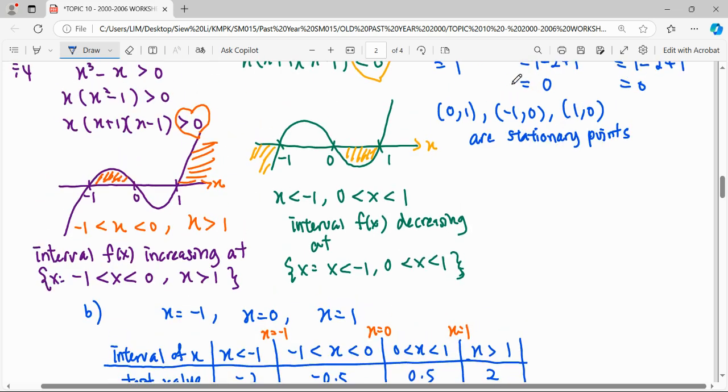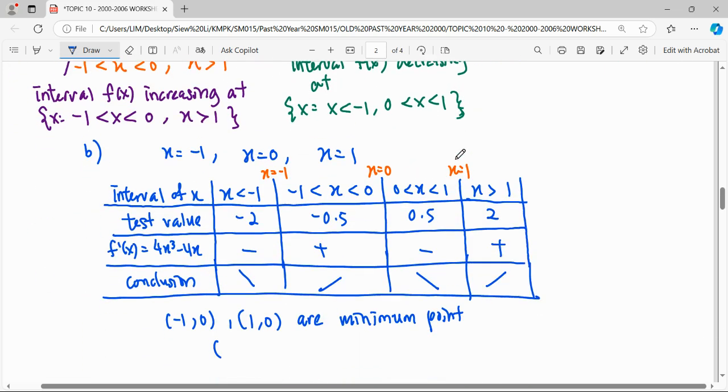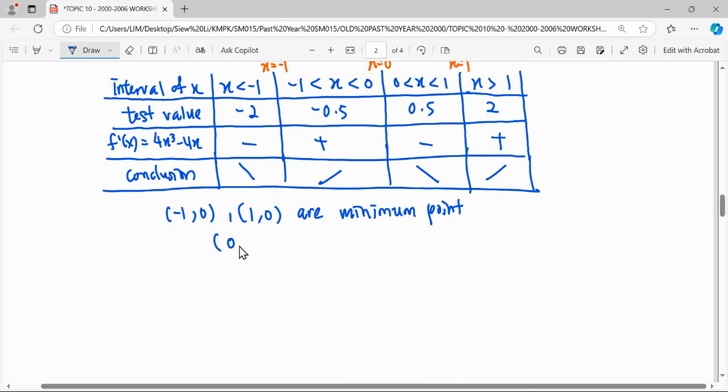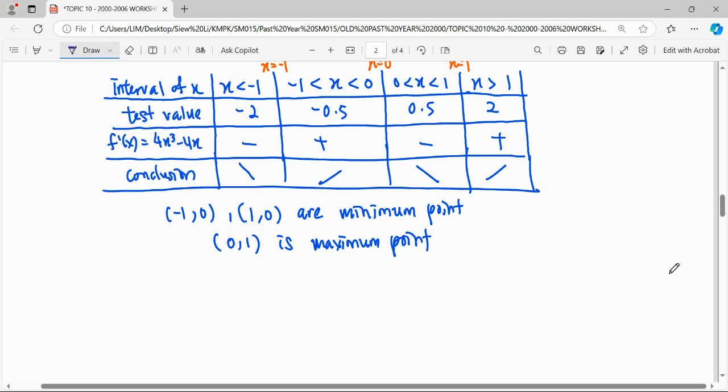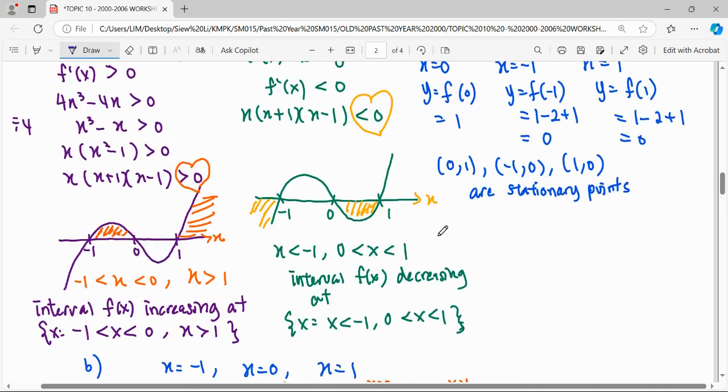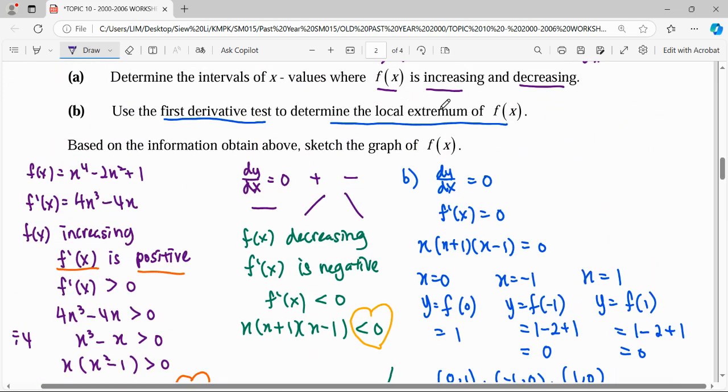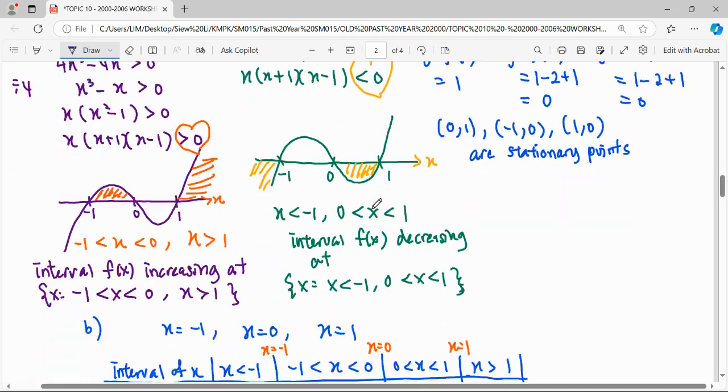And then we have the point where x equals 0. When x equals 0, the y coordinate is 1. So this is the maximum point. After we identify all these local extrema, the maximum and minimum points, based on the information above, we're going to sketch the graph.